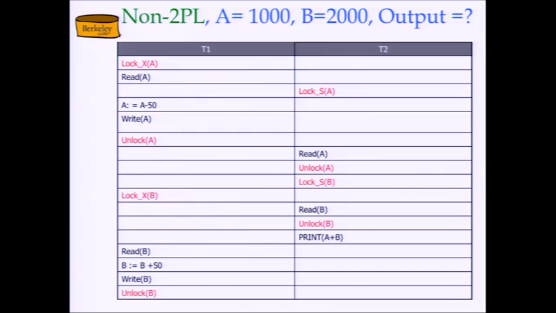All right, we're going to need an A value, a B value, and an output value. Okay, right, nice and big. Okay, so the first thing we're going to do is T1 is going to get an exclusive lock on A, and it's going to read A. Oh, A starts out at 1,000, and B starts out at 2,000. Will you put those in?